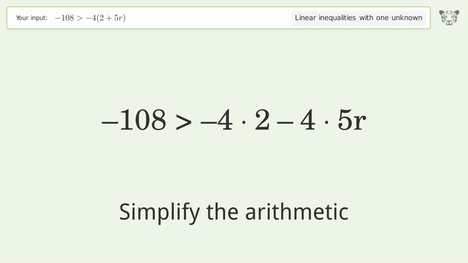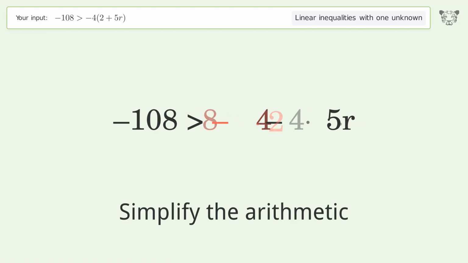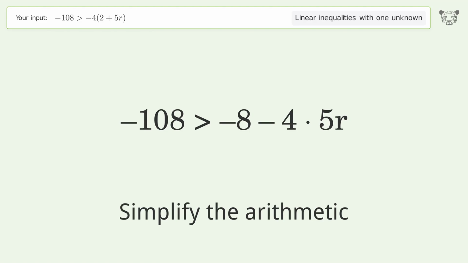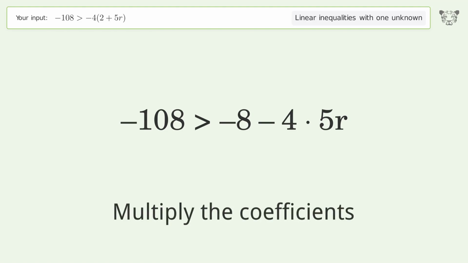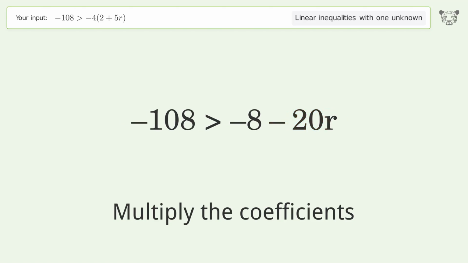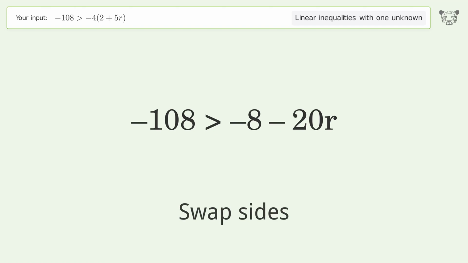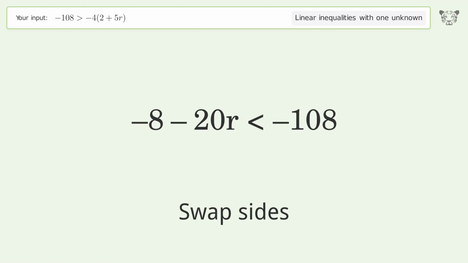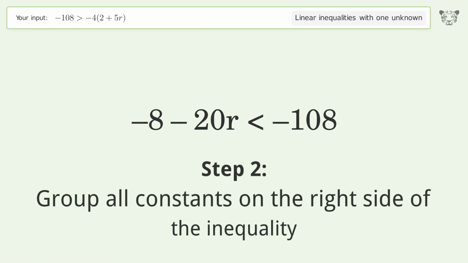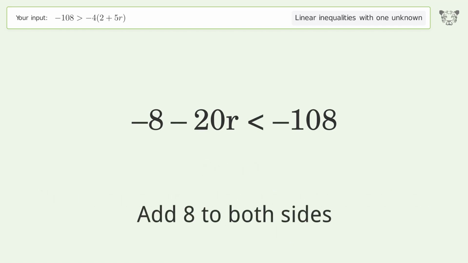Simplify the arithmetic. Multiply the coefficients. Swap sides. Group all constants on the right side of the inequality. Add 8 to both sides.